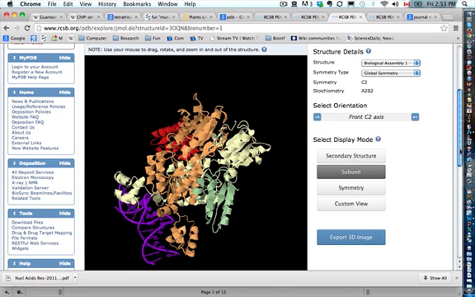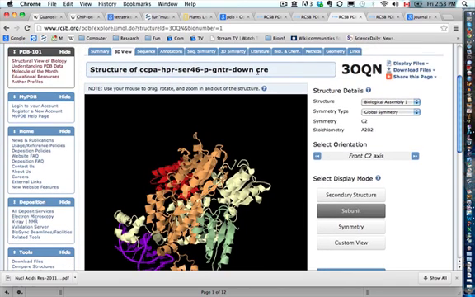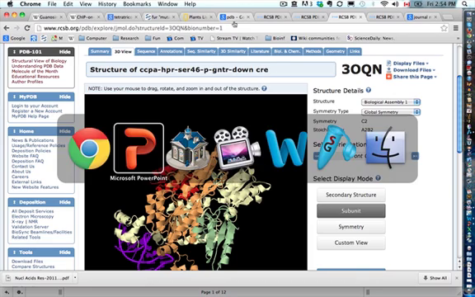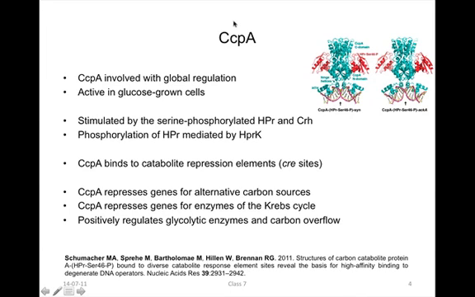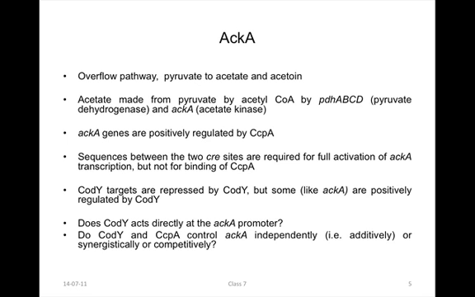In this case, it's binding a catabolite repression element. So that DNA is actually one of these elements. There's also a protein called acetate kinase, and it's part of the TCA cycle, and what happens is acetate is made from pyruvate by acetyl-CoA, by pyruvate dehydrogenase and acetate kinase.